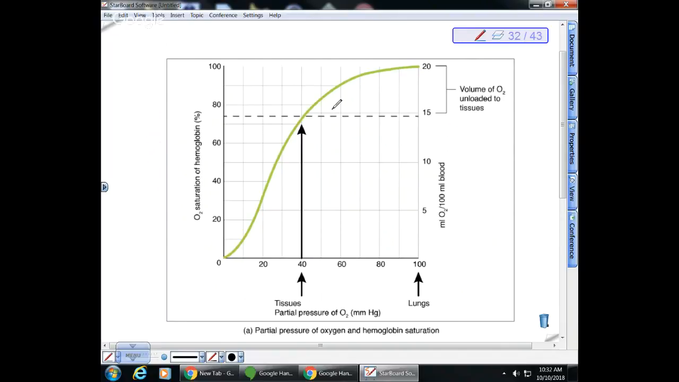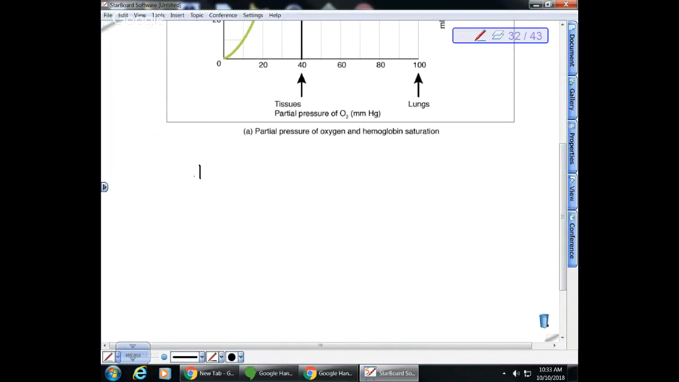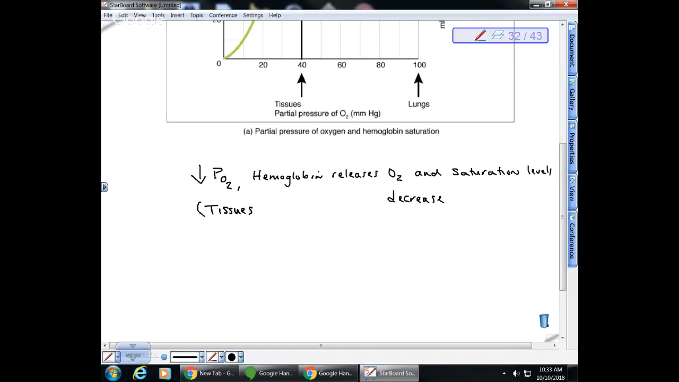One thing that affects this dissociation is PO2. As we decrease PO2, hemoglobin releases oxygen and saturation levels decrease. This would be like at the tissues. The reverse is true when hemoglobin goes to the lungs: it's not going to release oxygen, but rather pick it up. As you increase PO2, the hemoglobin is going to pick up oxygen and saturation levels are going to increase.